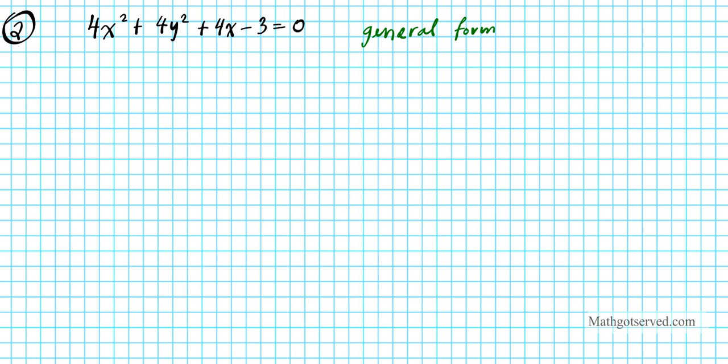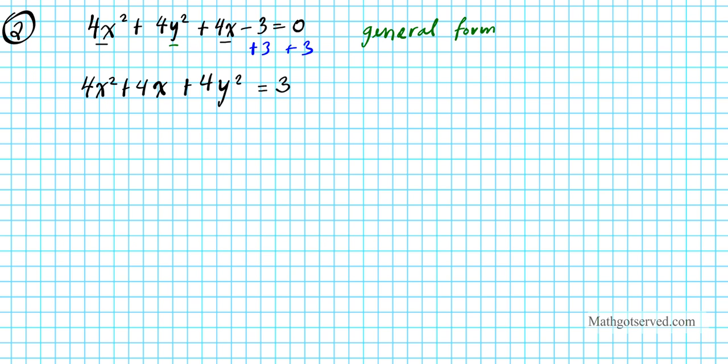All right, so to do that, first thing is to organize our variables. We're going to put the squares next to each other. So we have 4x squared plus 4x, and then the y is on its own, so we put it to the side here, plus 4y squared. And then the constant needs to be on the other side of the equation. So we add 3 to both sides, equals 3. Okay? All right.